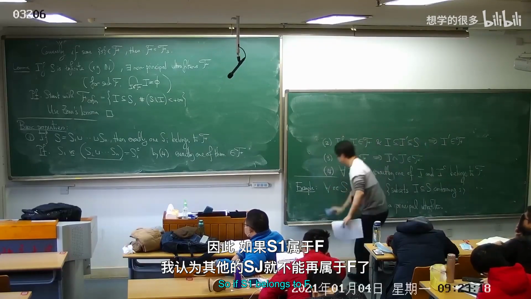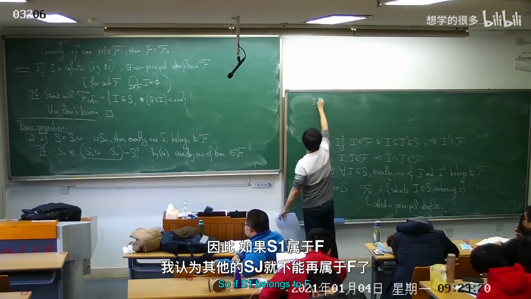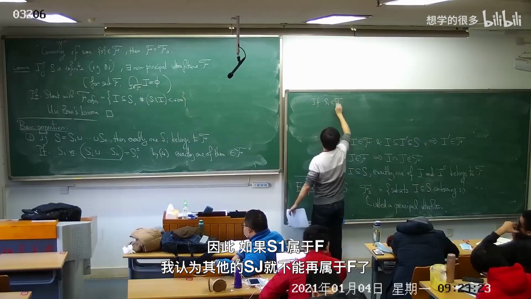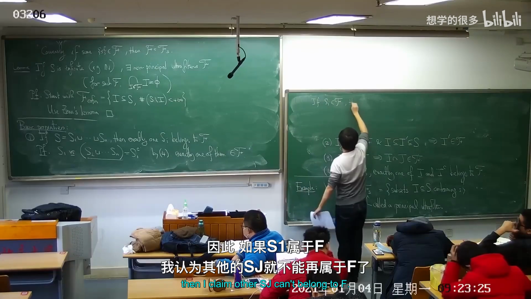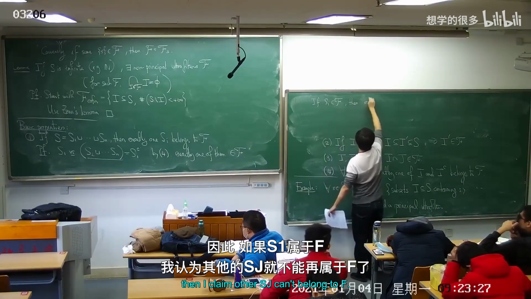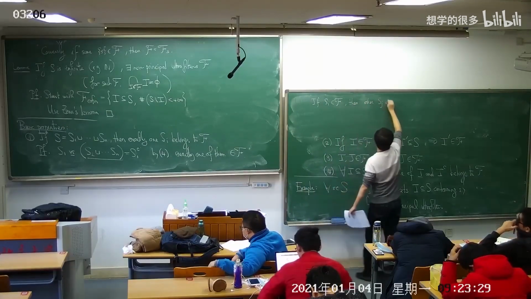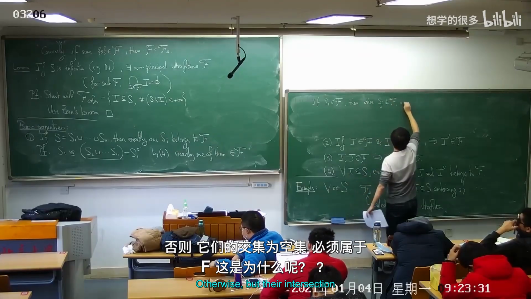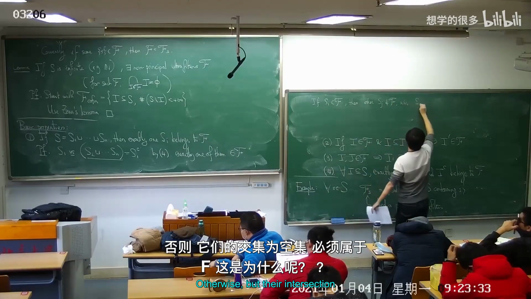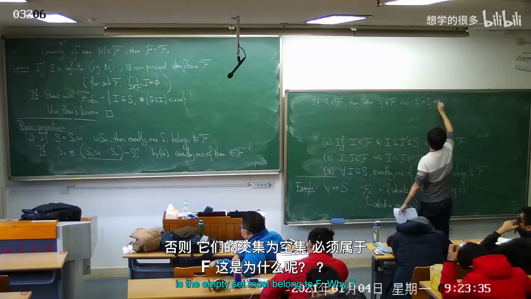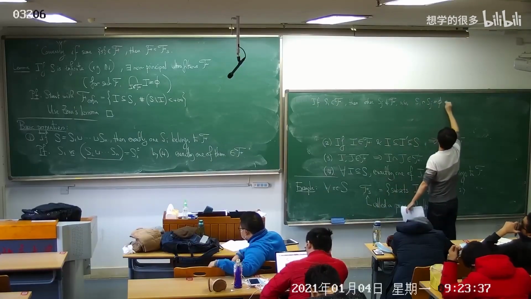So if S1 belongs to F, then I claim the other Sj can't belong to F. Otherwise, their intersection, which is the empty set, must belong to F. Why?